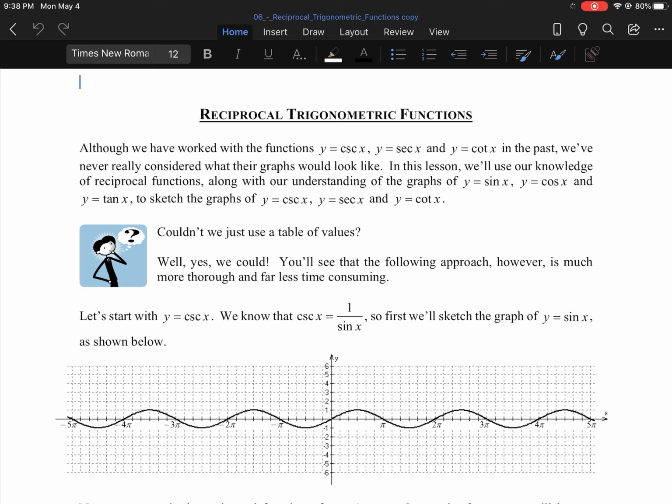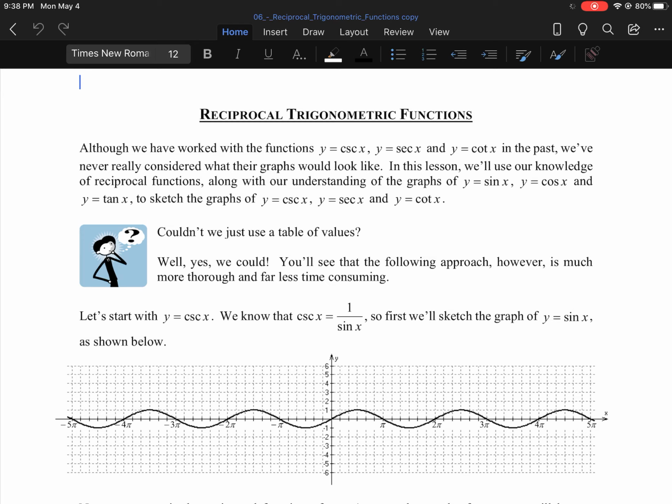We've worked with cosecant, secant, and cotan in the past. We've never really considered what the graphs look like till now. In this lesson, we'll use our knowledge of reciprocal functions along with our understanding of sine, cos, and tan to sketch the graphs of cosecant, secant, and cotan.